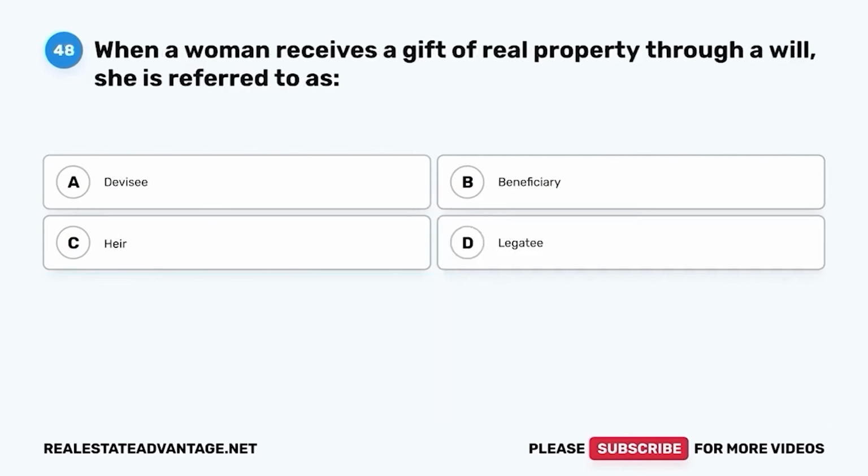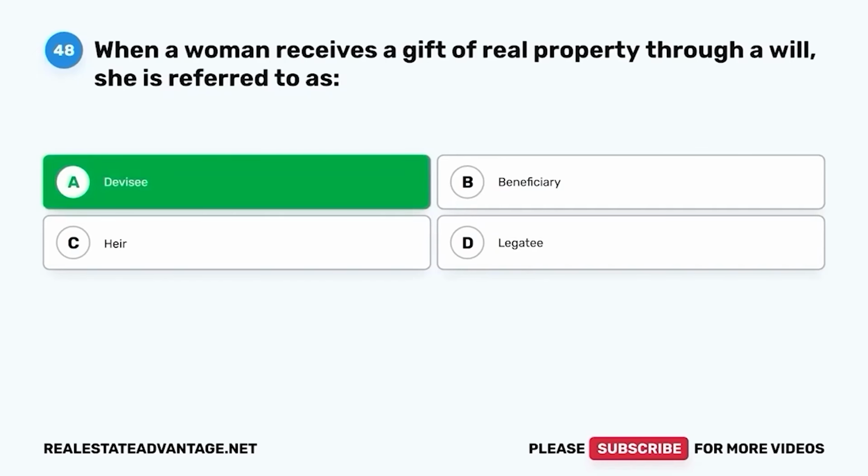Question 48. When a woman receives a gift of real property through a will, she is referred to as A. Devisee, B. Beneficiary, C. Heir, D. Legatee. The correct answer is A.